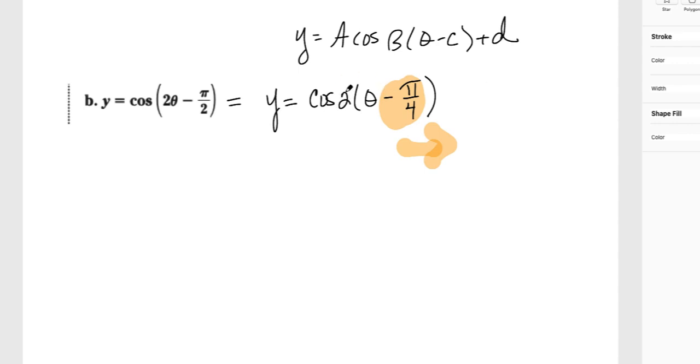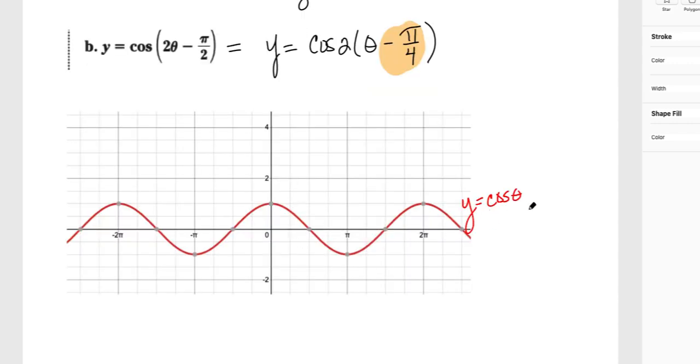And I see that my period will actually change. So I'm going to get a graph of the typical cosine function, and then I'm going to graph over top of that. So we can see here's y equals cosine theta. We're going to be comparing it to this graph. A couple of things are happening we need to be aware of. First, there's no change in the amplitude. There's no vertical shift. So that's cool.